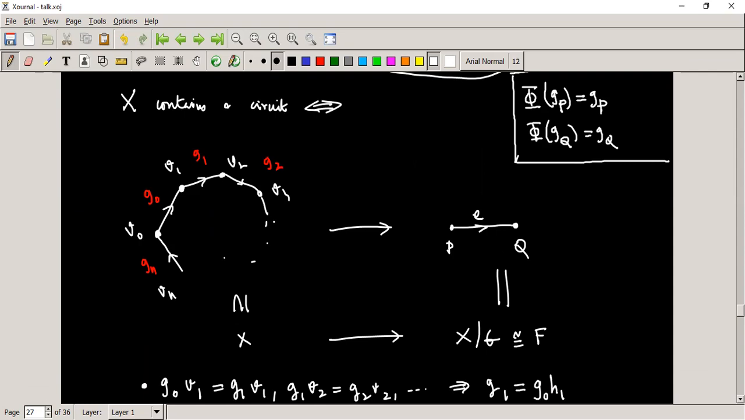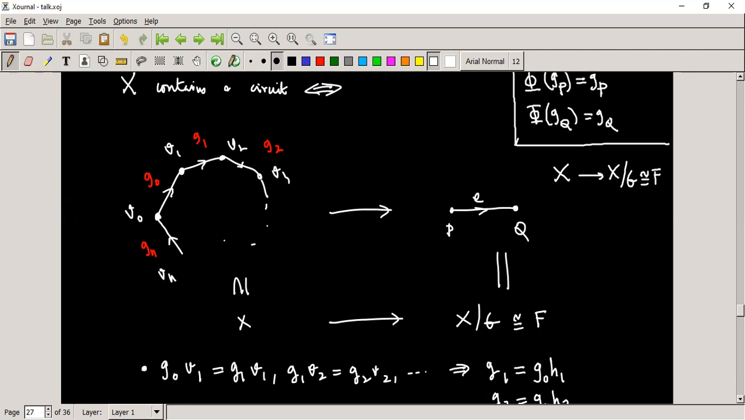So X contains a circuit if and only if what? If and only if there's a circuit in X which is getting mapped to PQ, because all of X is getting mapped to PQ, right? Because there is a map from X to X by G, which is the fundamental domain, this edge. So all of the tree is kind of folding back to this edge, right? So if you have a circuit here in X, that kind of folds into this edge here.